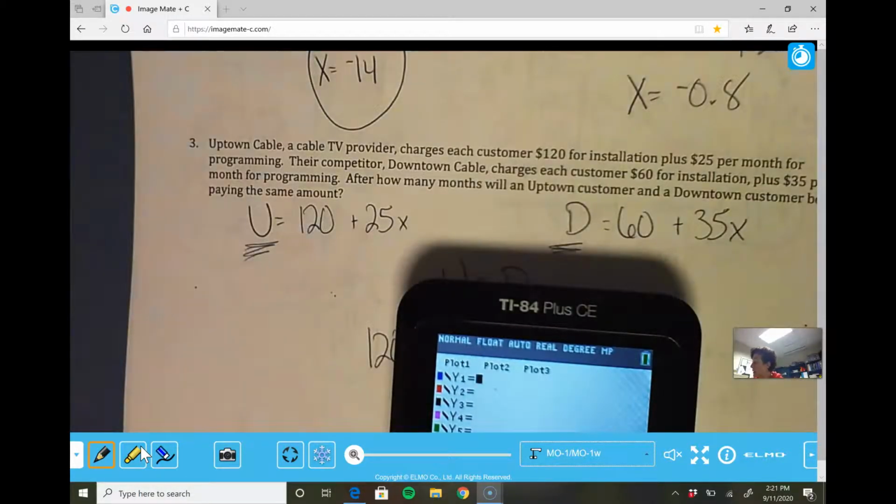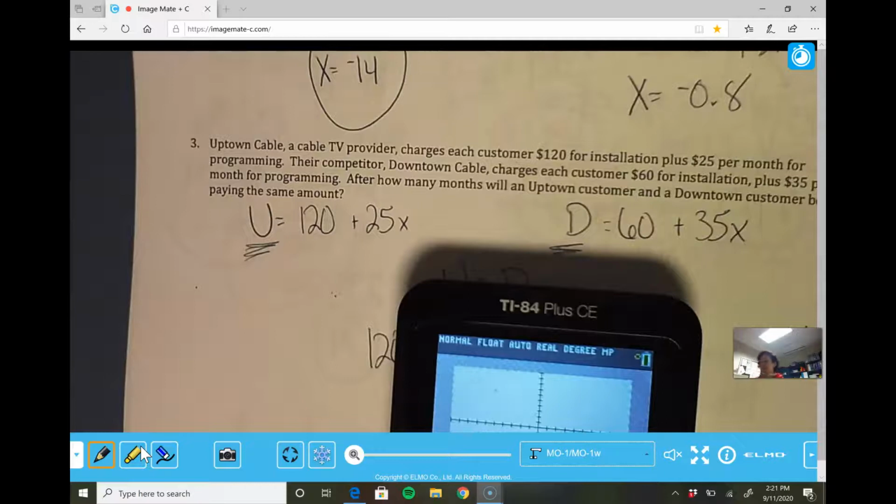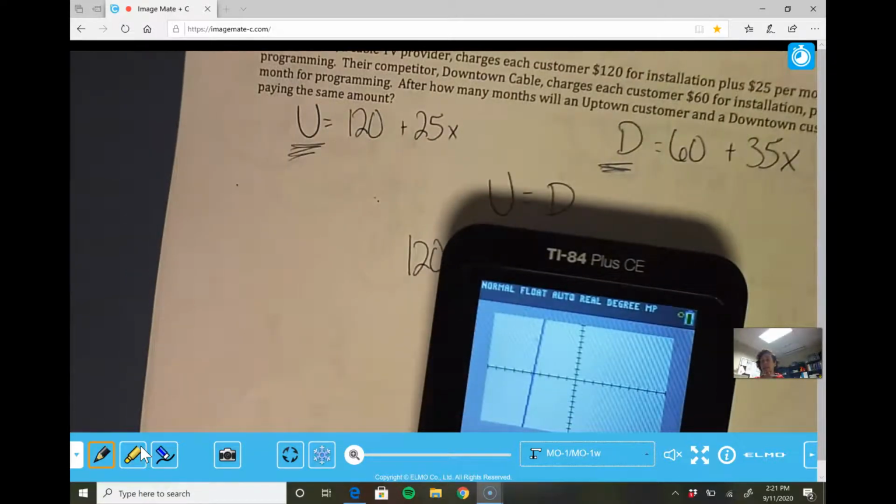So I'm going to put in 120 plus 25x. And on the other one, I'm going to do 60 plus 35x. And again, I always start with zoom 6. And I don't know if we're going to see it here. So there's one.